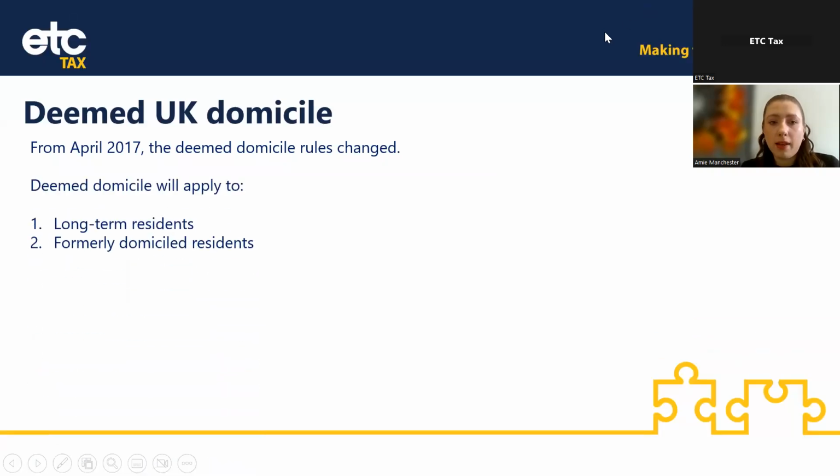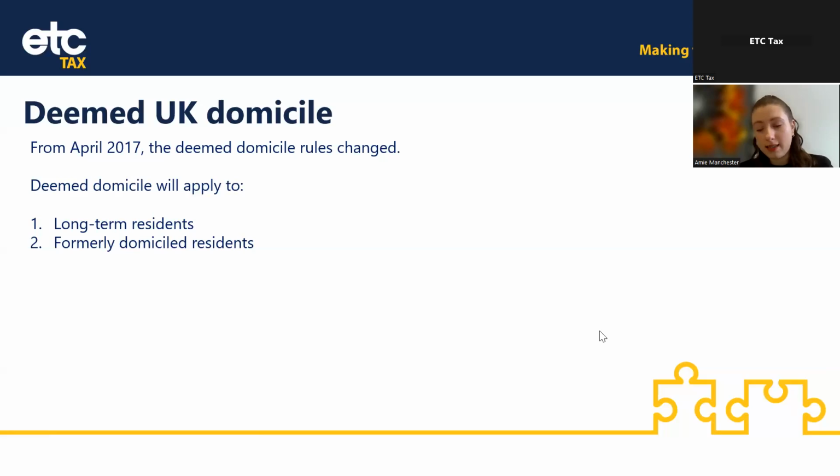Deemed domicile will apply to both long-term residents and formerly domiciled residents. So a long-term resident is a non-UK domiciled individual who has been a UK tax resident in at least 15 out of the preceding 20 UK tax years. So essentially HMRC have introduced this to say, even if you are non-UK domicile, you've actually been in the UK for a substantial amount of years now, we are going to deem you UK domicile.